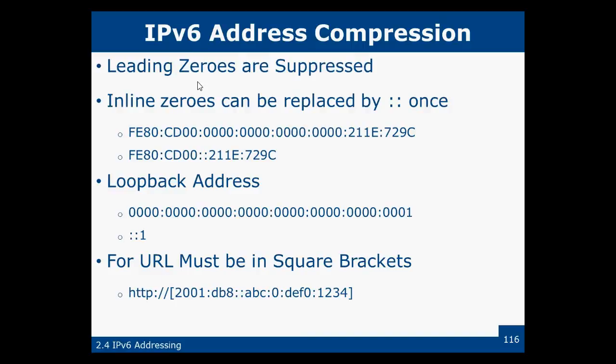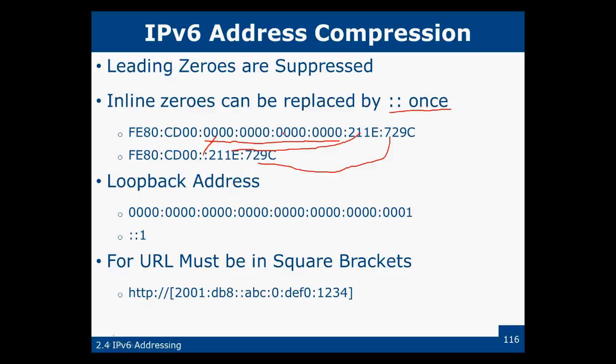So in the rules, the leading 0s are suppressed. The inline 0s can be replaced by a double colon one time, once, which we do. We have the first double colon here, CD00, 211. And this one is a whole bunch of zeros, so we can really shorten the address if there is a string of zeros in here. And then the 211E and the 729C.